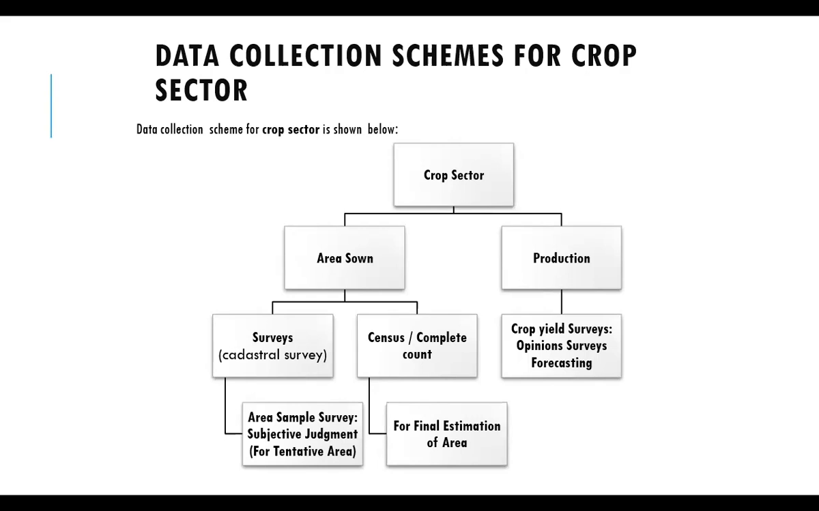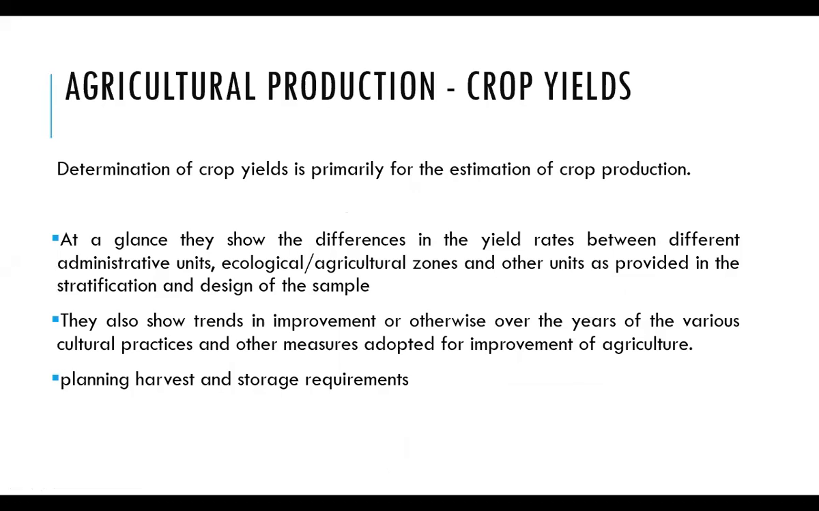Then with regards to production too, we could have three main types. We talked about crop yield surveys. We also talked about opinion surveys and forecasting methods. These are the three main approaches which can be used to estimate the production, or in other words, the yield for crops, or production in general. But when it comes to crops, then we'll be talking about yields. So we did mention all of this.